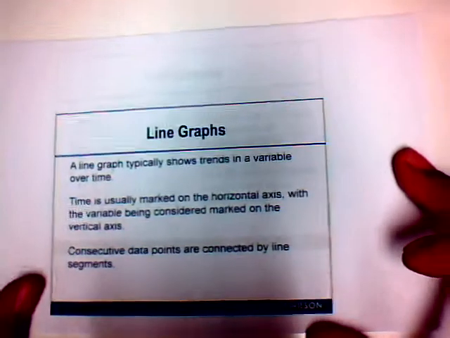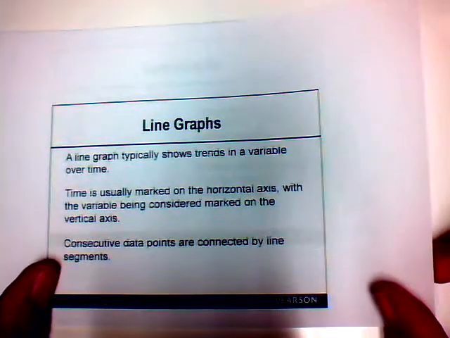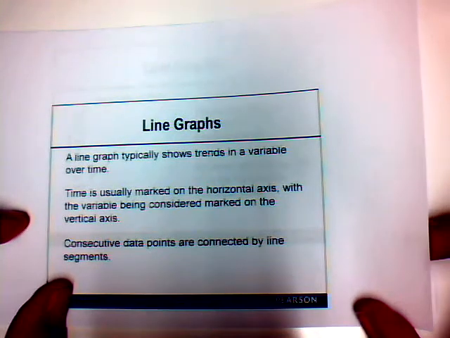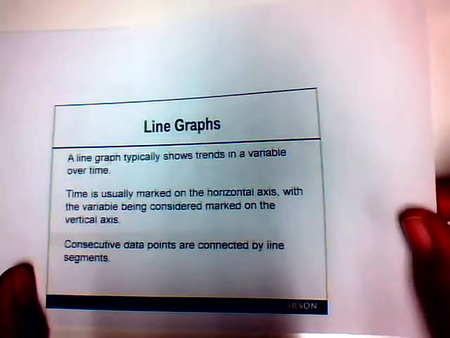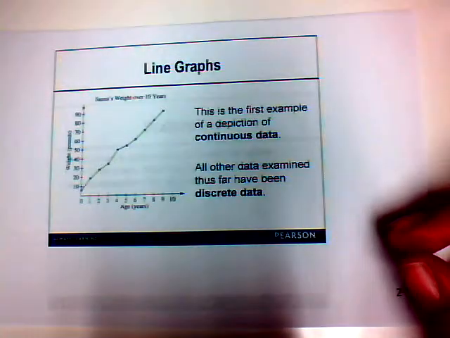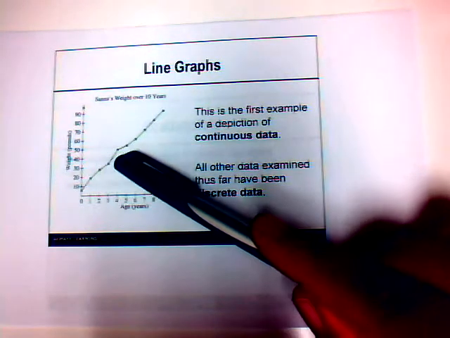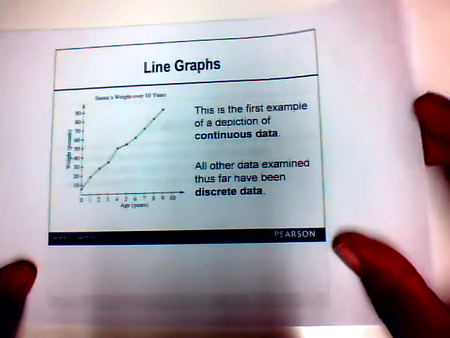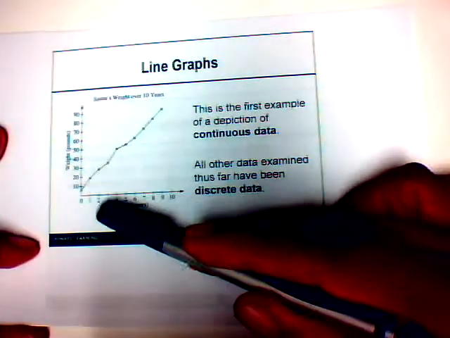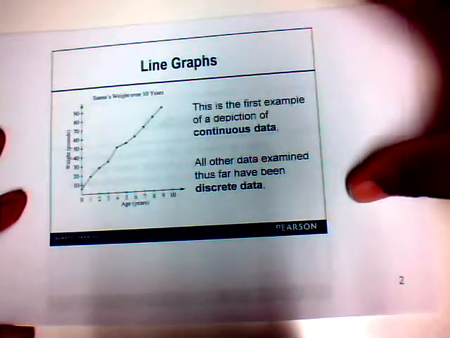Let's start off with a line graph. A line graph typically shows trends in a variable over time, and time is usually marked on the horizontal axis, with the variable being considered marked on the vertical axis. Consecutive data points are connected by line segments. This is what an illustration of a line graph looks like. This represents Santa's weight over 10 years. Her age is the horizontal axis, which is the time. The weight in pounds is the vertical axis.